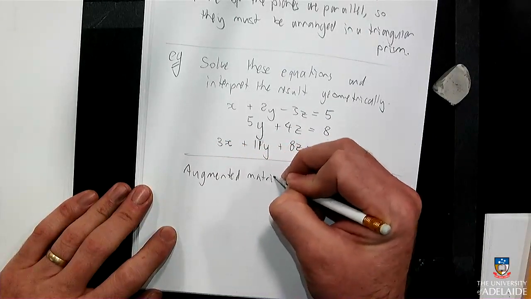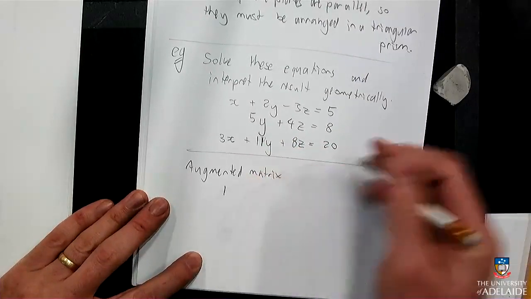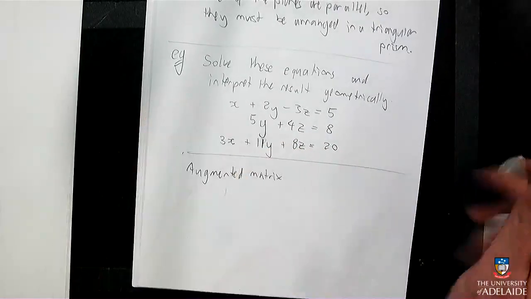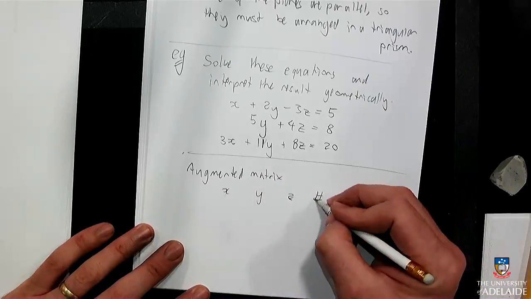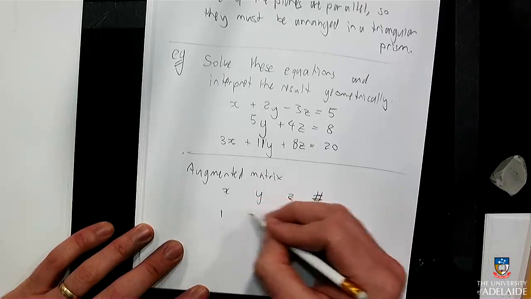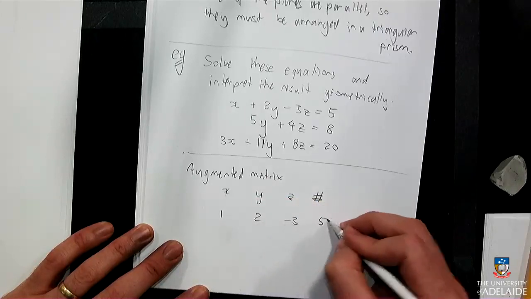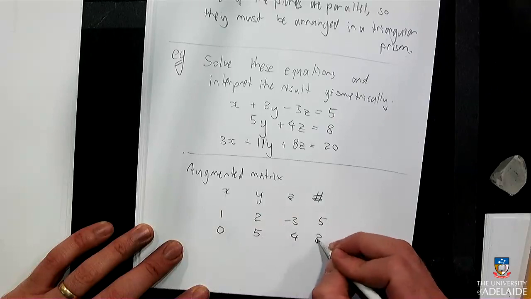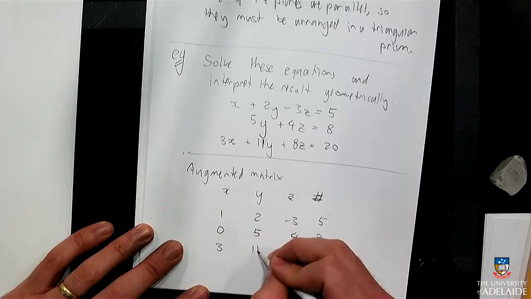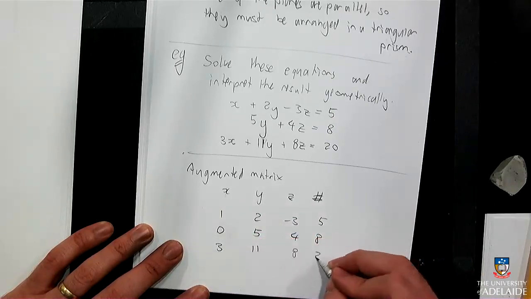It's got x, y, z, and a number. So let's see, I've got 1, 2, minus 3, 5, 0 x's, 5 y's, 4 z's, and an 8, 3 x's, 11 y's, 8 z's, and a 20.